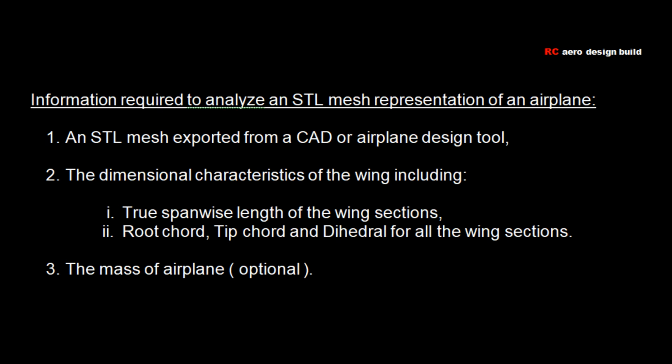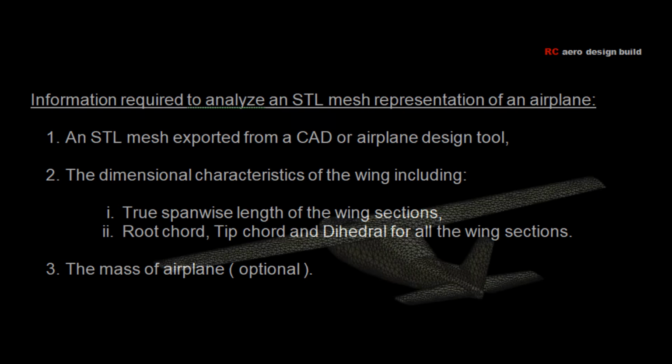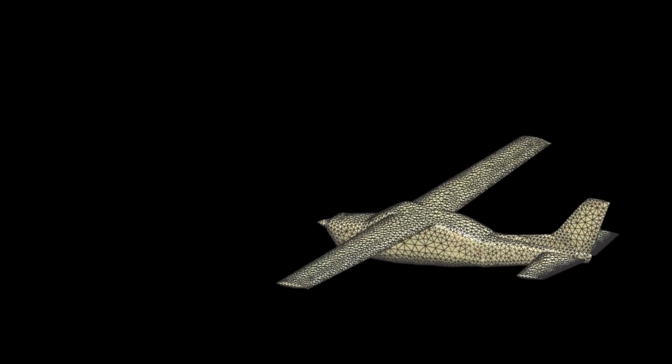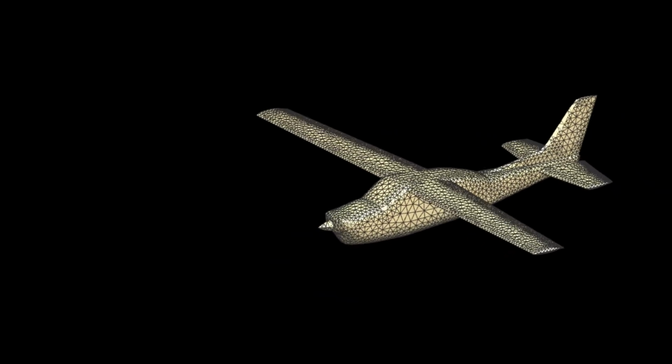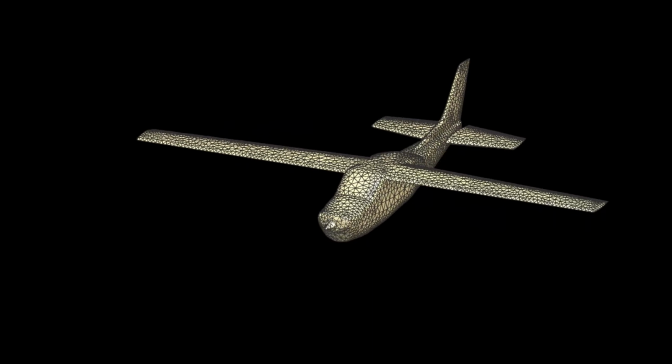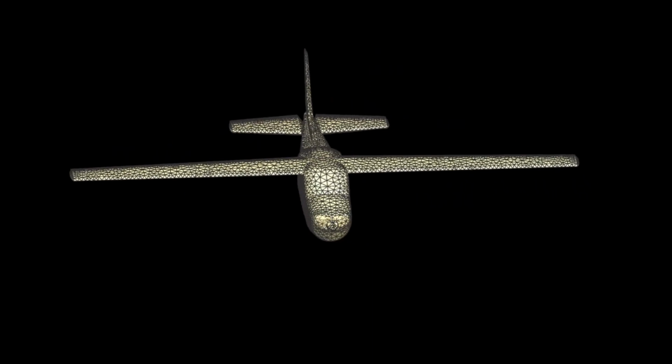We then need some dimensional characteristics of the reference component, and in flow5 we're interested in the true span-wise length of the main wing sections as well as the root and tip chord and dihedral of each wing section. If we're interested in analyzing the stability, we also need the mass of the model. The model that you're watching is the STL mesh that we created in video number 1 using OpenVSP. I'll open up VSP again to examine the model characteristics in order to get the information we're missing.